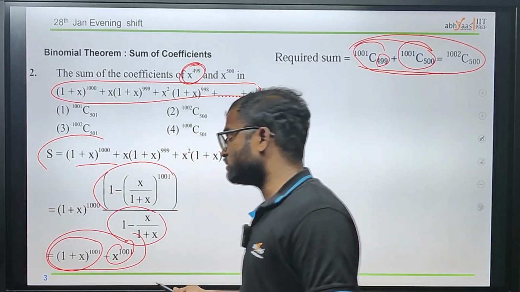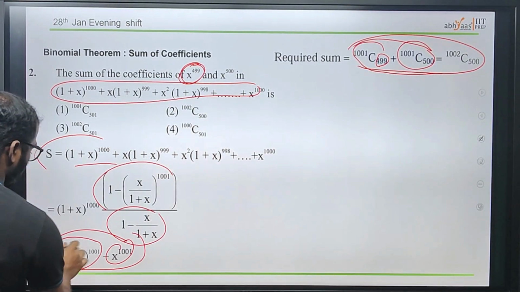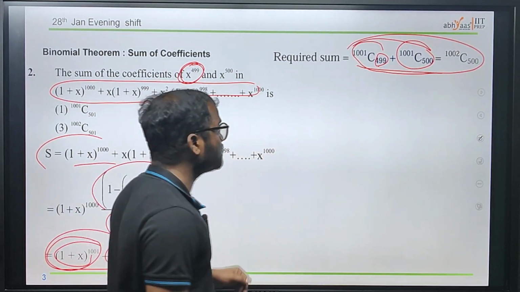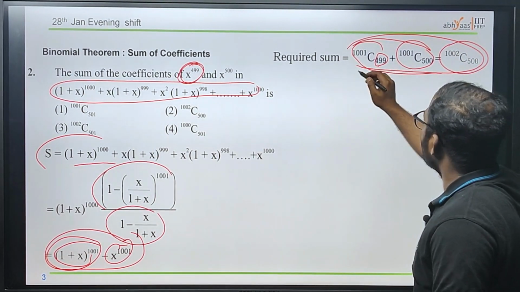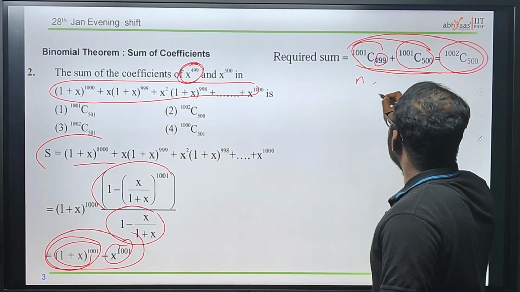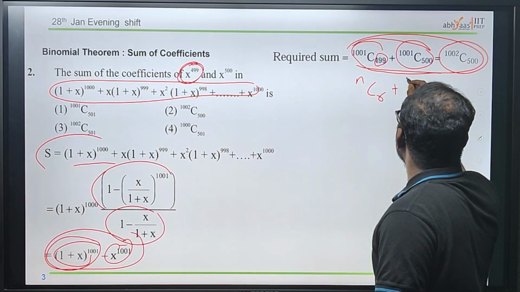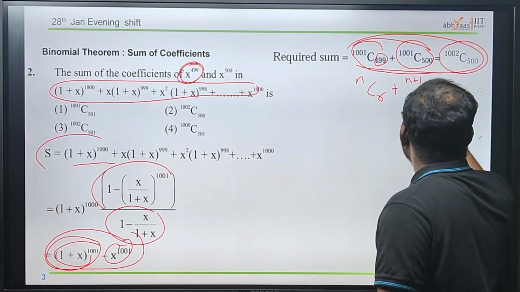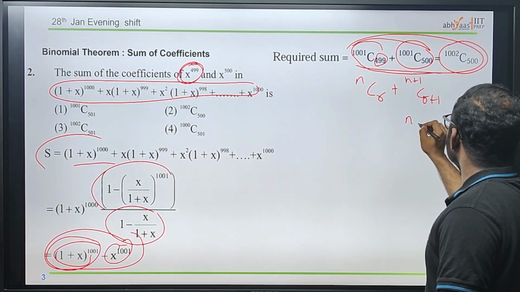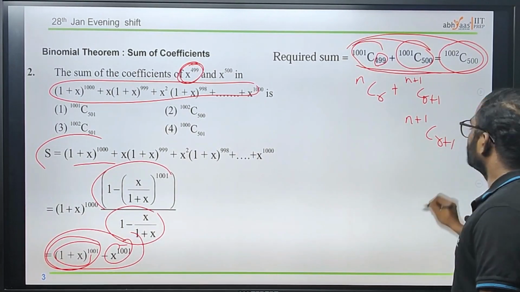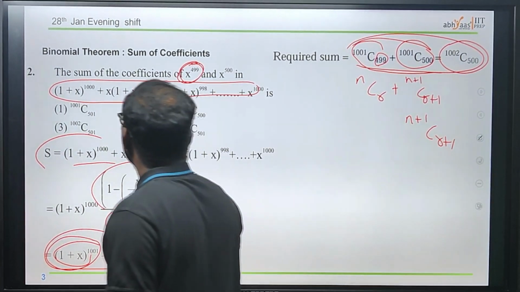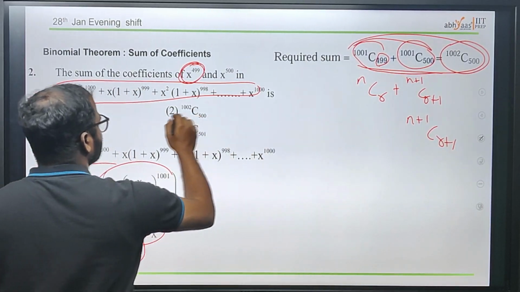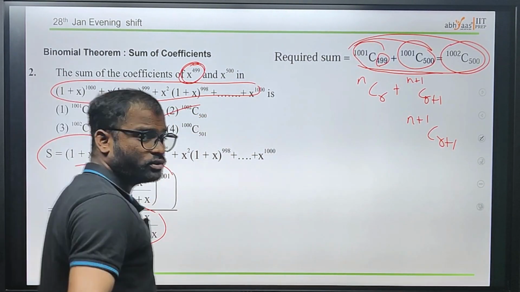You can easily understand from this one, and finding it by using the general term, ultimately we will get this one. We know it is of the form nCr plus nC(r+1). We can write it as (n+1)C(r+1). That is the thing we just use, and by using the sum of it we can easily see this one. Option 2 is the right answer.